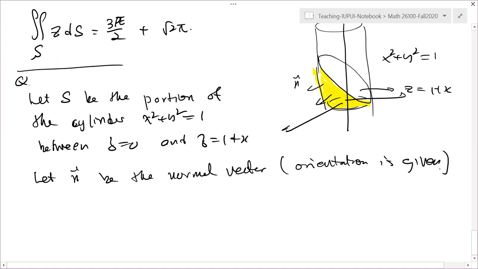Once the normal vector field is given, the orientation is given. Orientation means which side is positive and which side is negative. So the inside of the cylinder, we say, is the negative side of the surface. The surface has two sides. You can paint one side yellow, the other side white. Every surface has two sides, and the orientation of the surface means you have to tell me which side is the positive side.